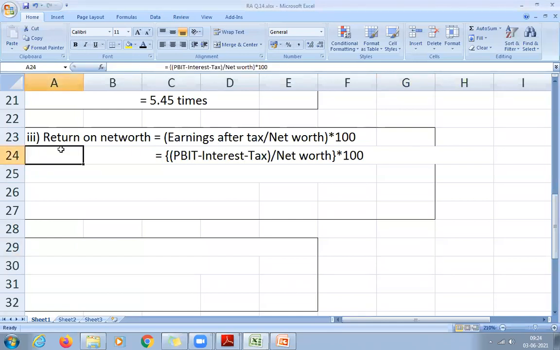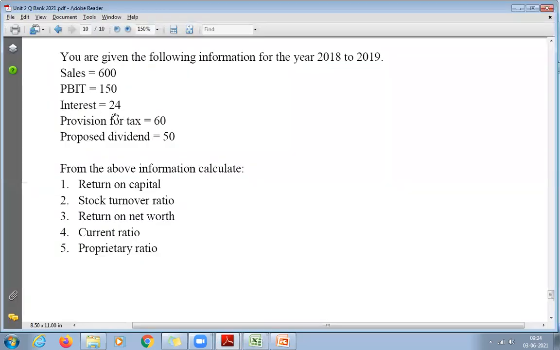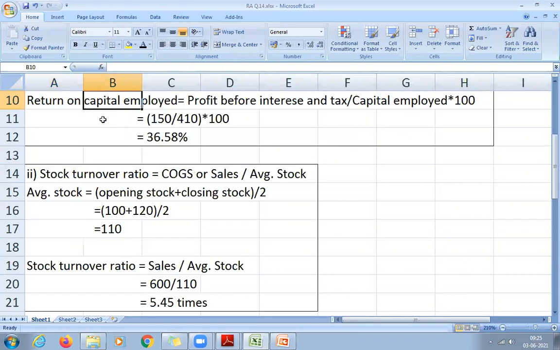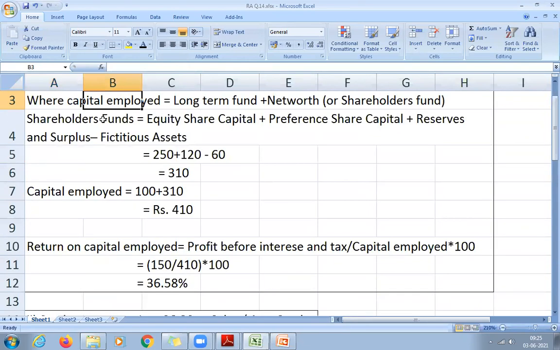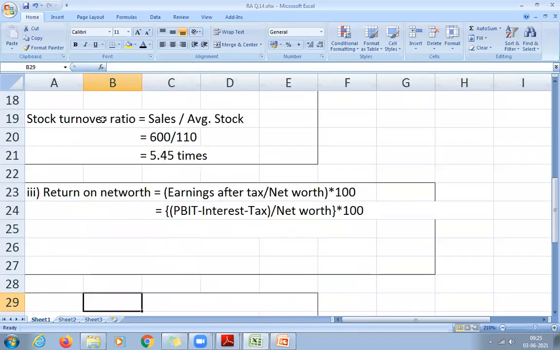Okay, so PBIT minus interest minus tax. So already we looked into it. PBIT is 150, interest is 24, and tax is 60. And net worth we already calculated, right? Net worth, how much do we have? 310. Yeah, 310 is the net worth, or in other words, it is called shareholders' fund.